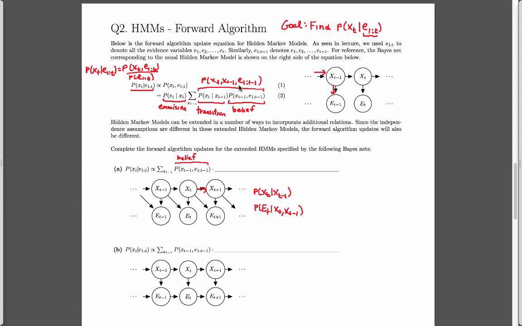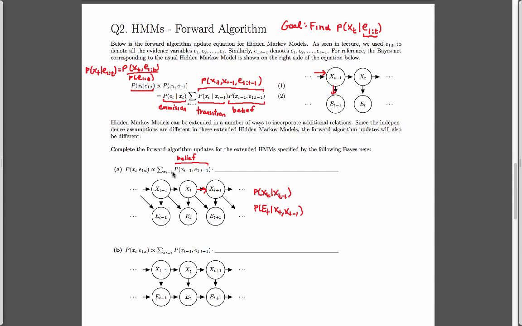Note that to write this, we have to make the conditional independence assumptions of the HMM model, namely that conditioned on the current state, the current observation and the future states and observations are independent of the past. So with that in mind, let's talk about this part A.